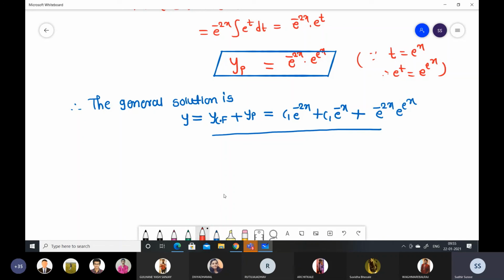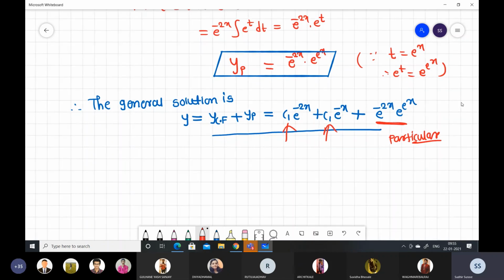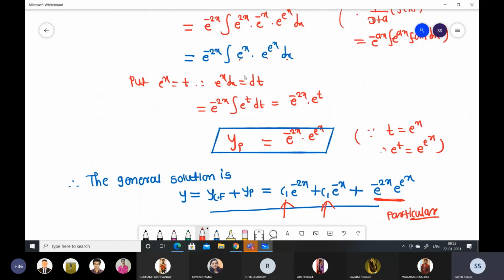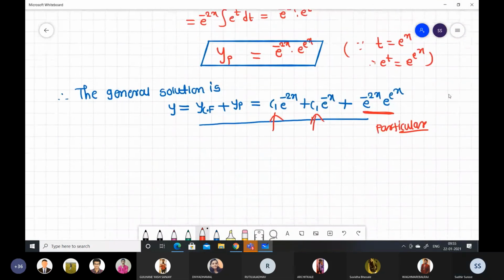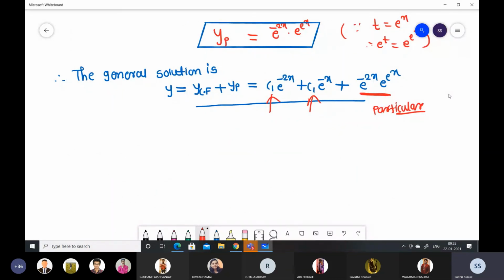Now here we can see there are two arbitrary constants, and this part is the particular integral. Here there is no constant. Be careful while finding the particular integral: whenever you solve an integral, do not write plus c. Because this is the particular integral, you don't need to write an arbitrary constant plus c. So this is the way of finding the particular integral by the general method, the very first method that we have here.